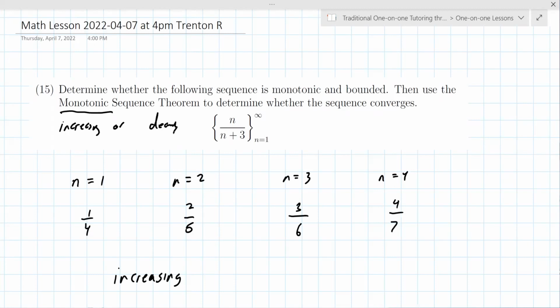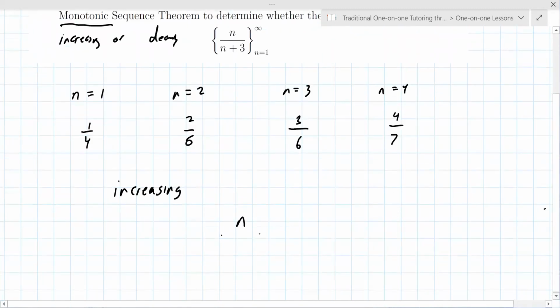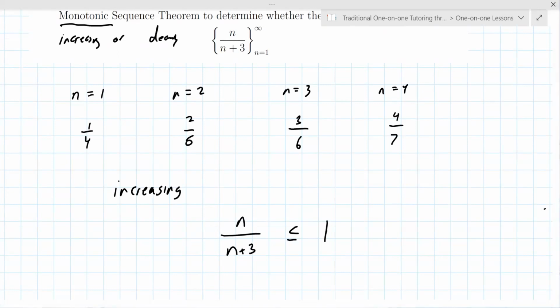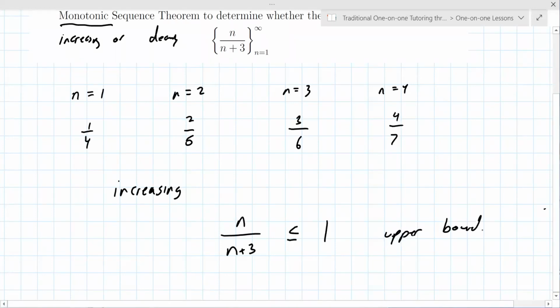So then the next one is whether it's bounded or not. We can say that this thing is always less than or equal to 1. That's the bounded part. Basically, it's less than a number everywhere, and this is the upper bound. How did I get that? If you write out a few more terms, you'll see that. As n gets large, n plus 3 goes away. It's just n over n, which is 1.